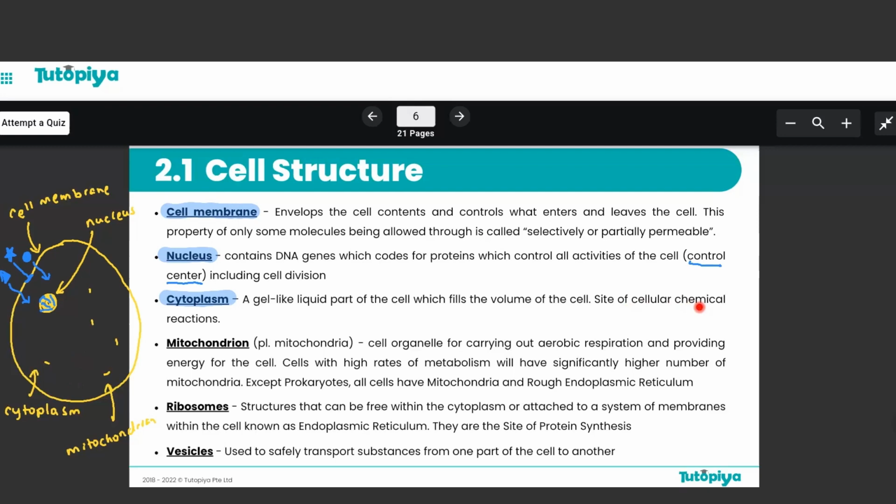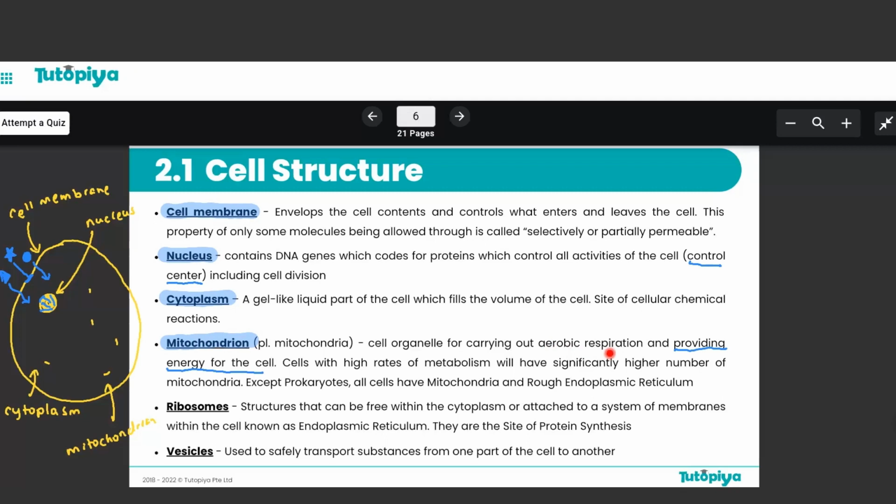All right, then moving on to the next structure, which is the mitochondrion. When talking about mitochondria, this is another very important structure of the cell. Important because the mitochondria is responsible for providing energy for the entire cell. The energy required for all the cellular activities is generated by the mitochondria. Mitochondria carries out a process called aerobic respiration, and through this process, it is able to generate energy.